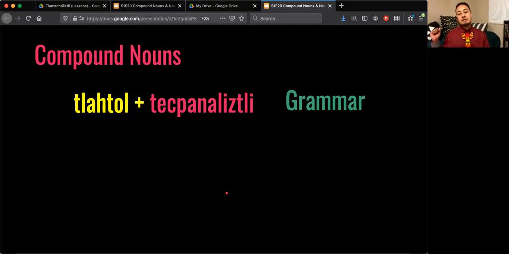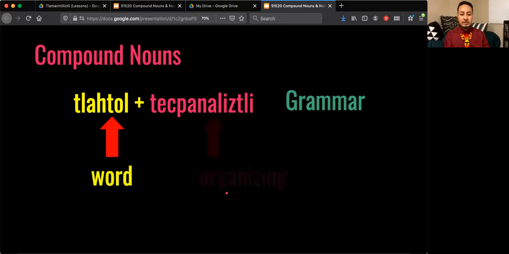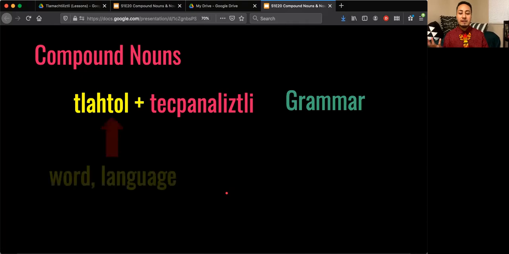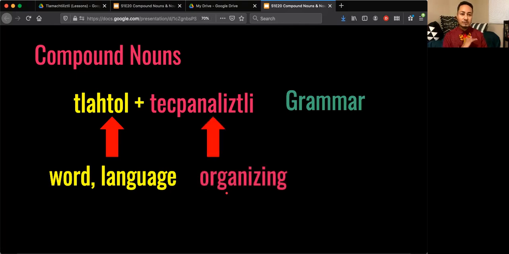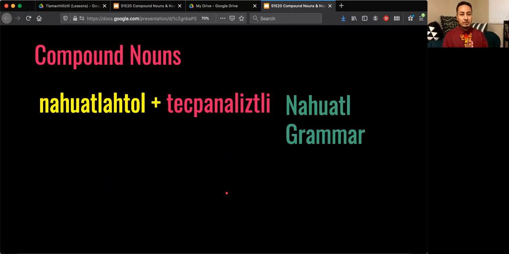So that's literally taking two words, the word Tlahtoli for word and Tecpanalistli, which means like organizing something. So Tlahtol Tecpanalistli is like organizing words, or you could even think about it as organizing the language, because like I said, Tlahtoli can also mean language. So Tlahtol Tecpanalistli could mean the organization or organizing of the language, which is why it means grammar. So this is how you say the word grammar in Nahuatl. It's pretty long. It's Tlahtol Tecpanalistli, and it's a compound noun, a word made out of two nouns.